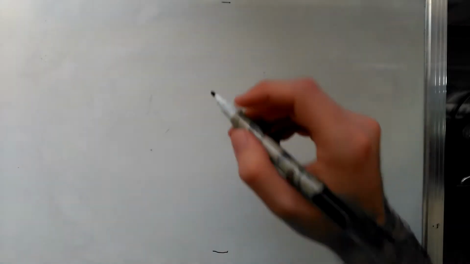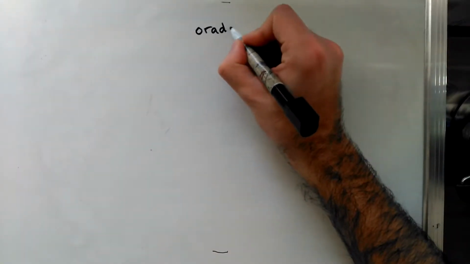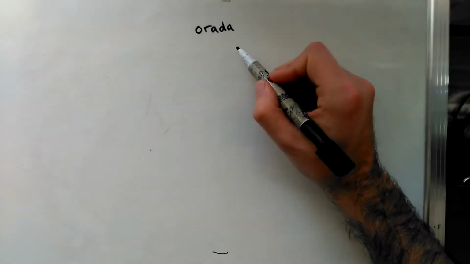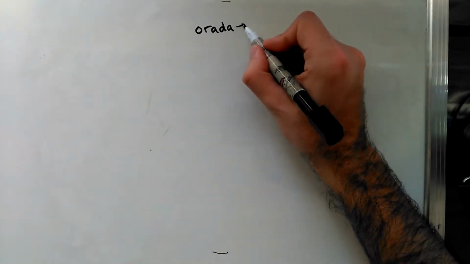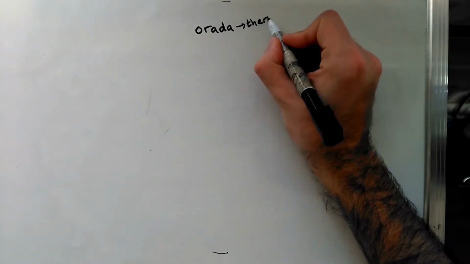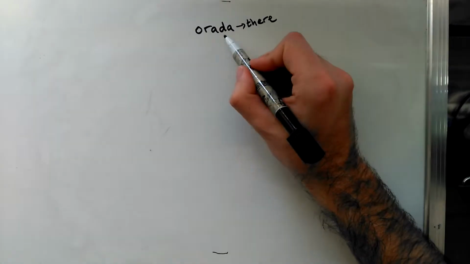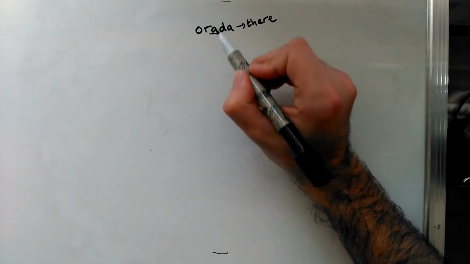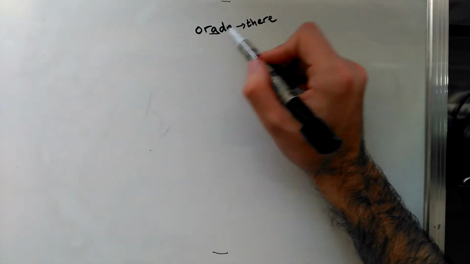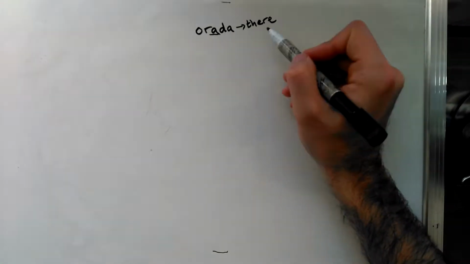Hello again. In this lesson, I'm going to teach you some vocabulary and a few useful words to make our first sentences. Let's first learn the word orada. Orada means there. Usually we don't pronounce this one and say orada. Orada is there.